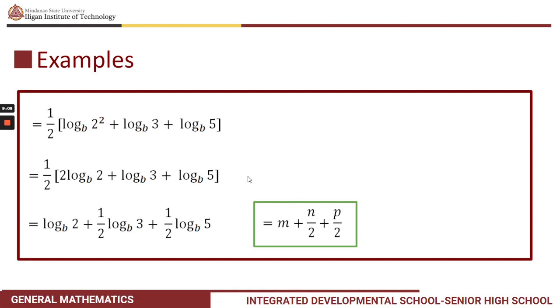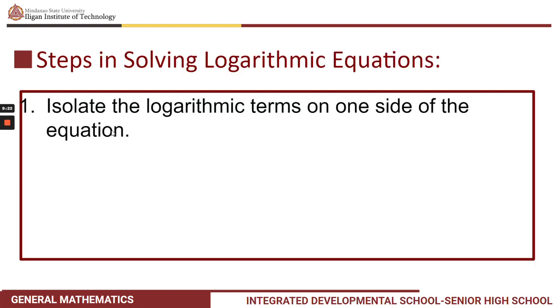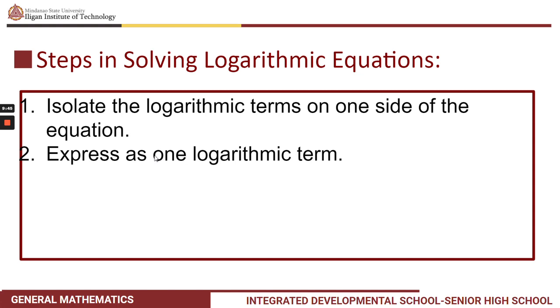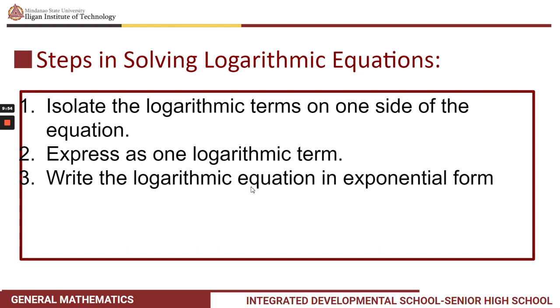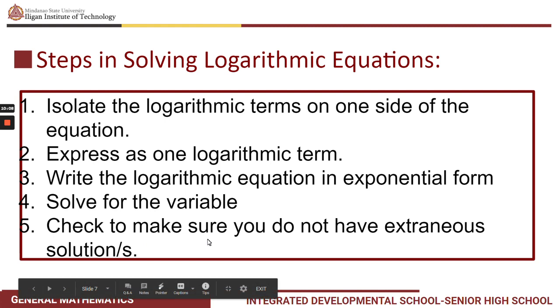That's all there is. Okay, I hope you got the properties and theorems because those are essential in solving logarithmic equations. So what are the steps in solving logarithmic equations? First, you isolate the logarithmic terms on one side of the equation. So put all the logarithmic terms on one side, and leave the constants on the other side. Next is express as one logarithmic term. We will use our theorem here so that we could express our logarithmic terms as one logarithmic term. Next is write the logarithmic equation in exponential form. So we will use our definition of logarithm and exponent. And then fourth is you solve for the variable, and lastly check to make sure you do not have extraneous solutions. So we will apply these steps to our examples.